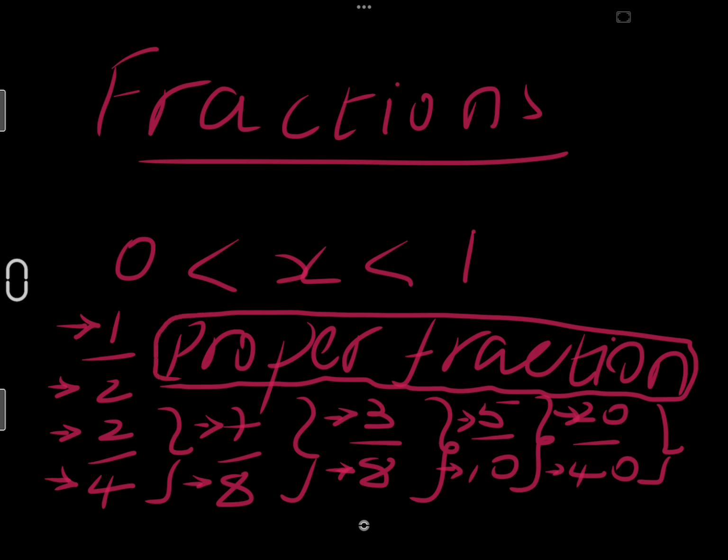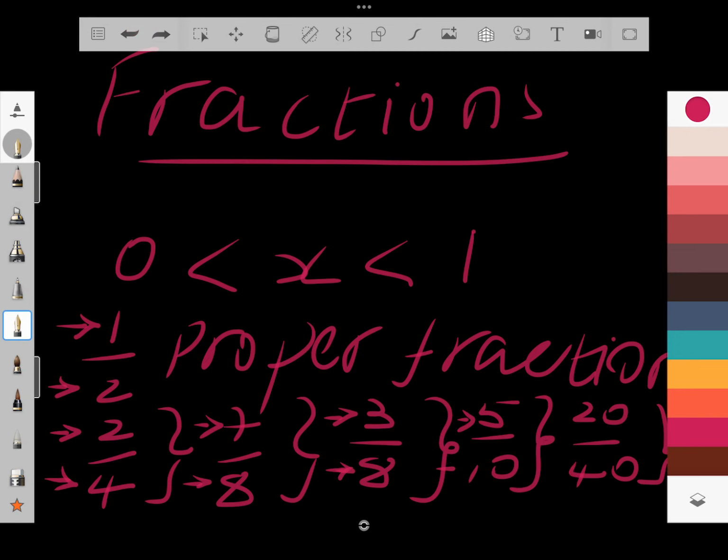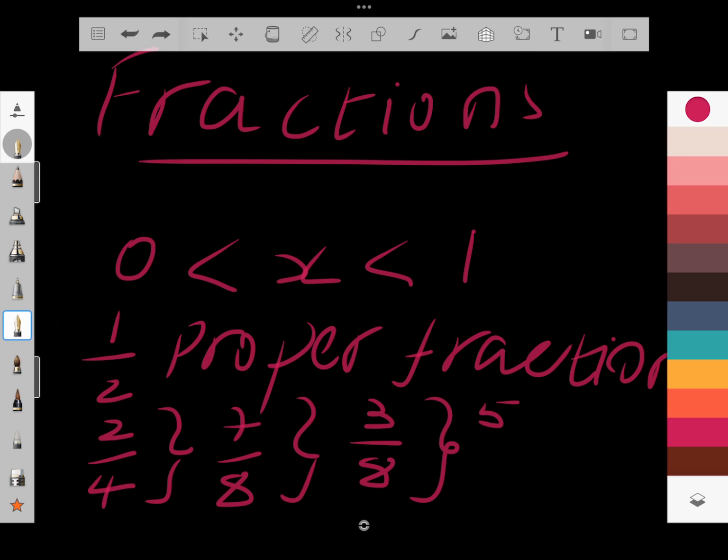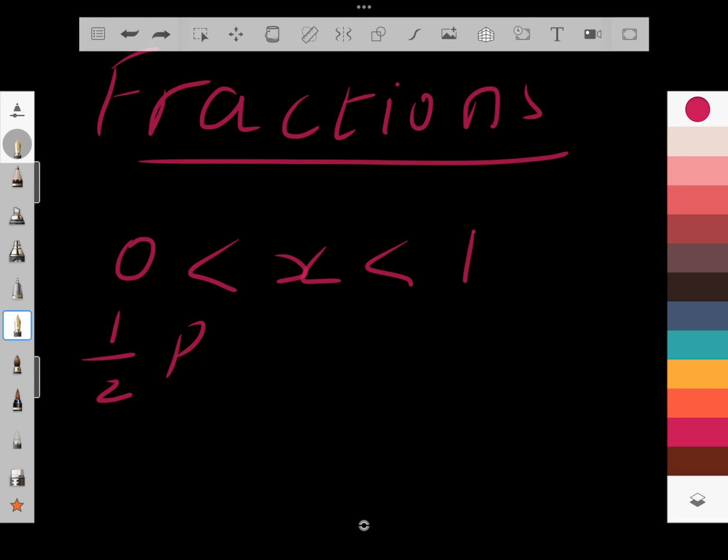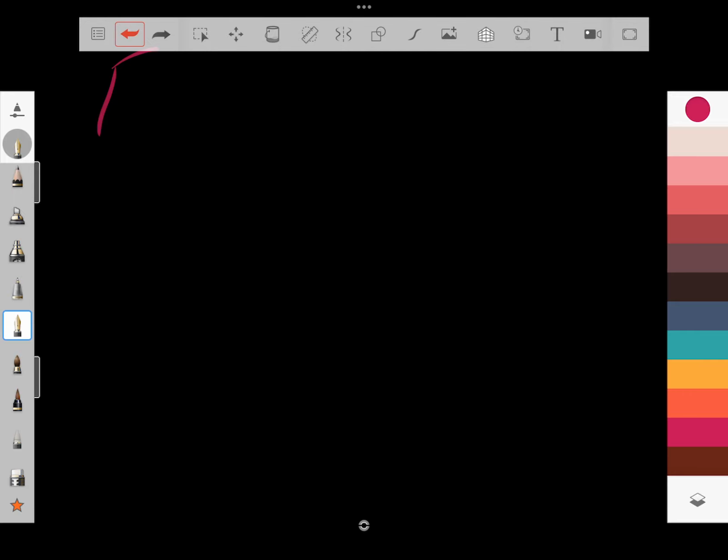Now, let's go back to the concept of fractions, the concept of proper fractions. If you look at proper fractions such as 1 over 2, and you want to add such a fraction to another half, I'll illustrate this shortly.